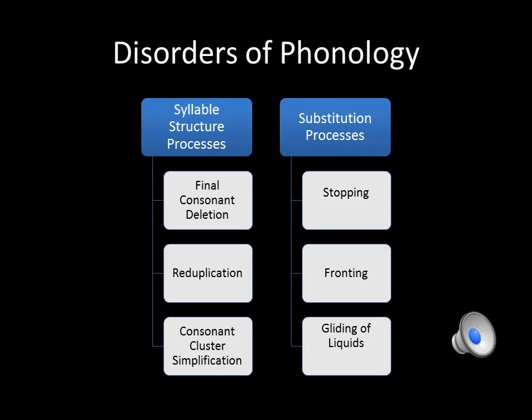Let's take a look at some of these phonological processes. Remember, some of them can be typical developing, but after a certain age, they're no longer normal. The first area we'll look at are syllable structure processes. This is when the structure of the syllable is actually changed by the child's production. For example, final consonants are deleted off of syllables.